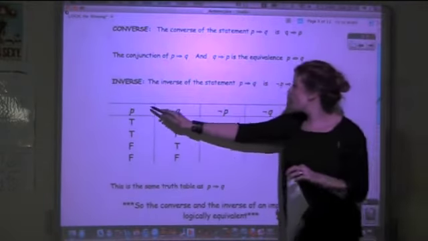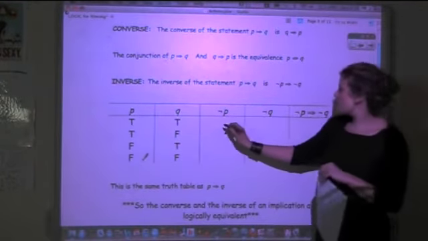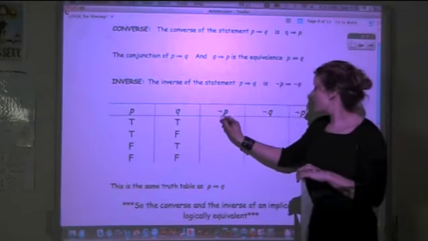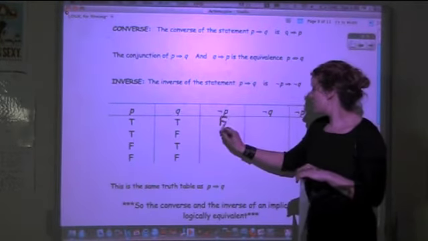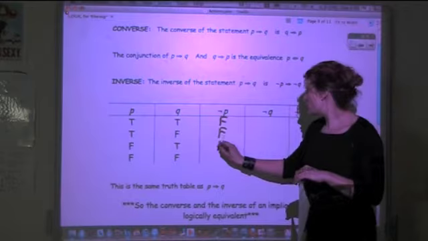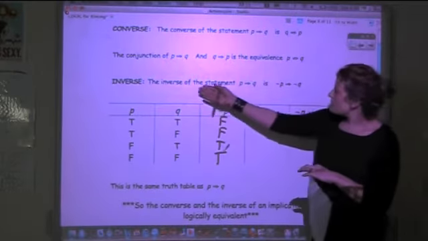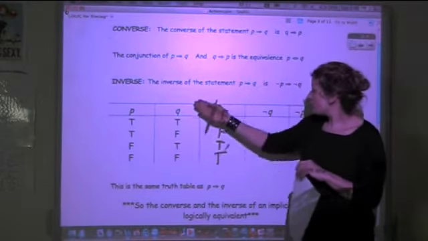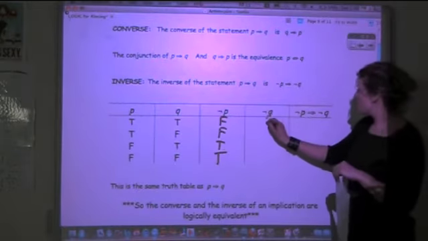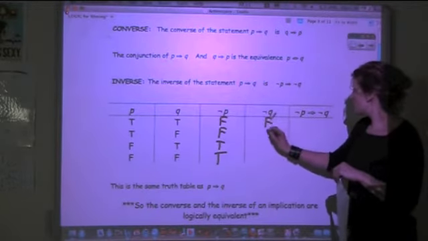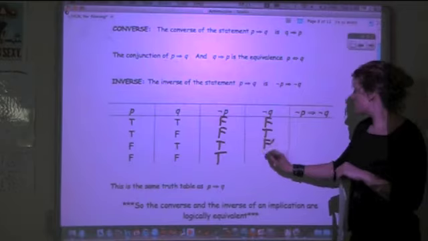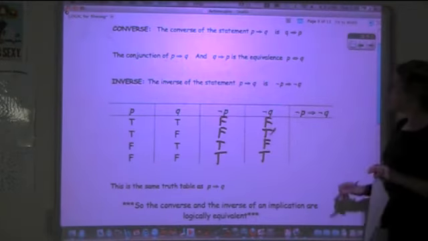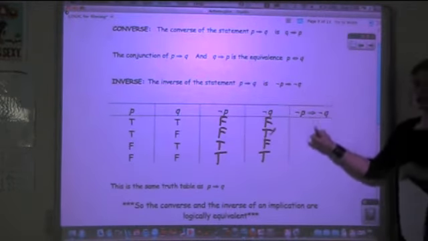So here we go, we've got P, so the negation is going to be the opposite, so we're going to get false, false, true, true. And here we've got our Q, so our negation of Q is going to be the opposite: false, true, false, true. And then we have got the implication.